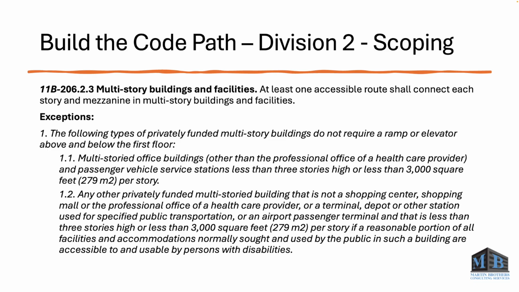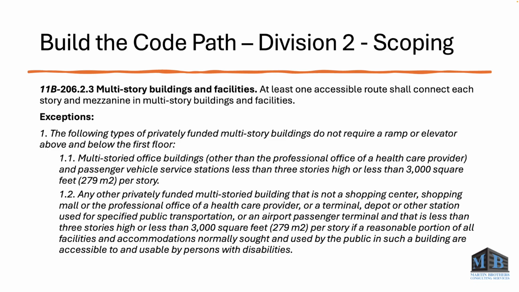11B 206.2.3, multi-story buildings and facilities. At least one accessible route shall connect each story and mezzanine in multiple story buildings and facilities. There are some exceptions here. They're kind of big. Exception 1. The following types of privately funded multi-story buildings do not require a ramp or elevator above and below the first floor.